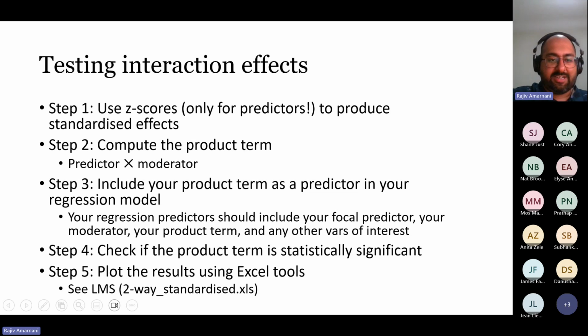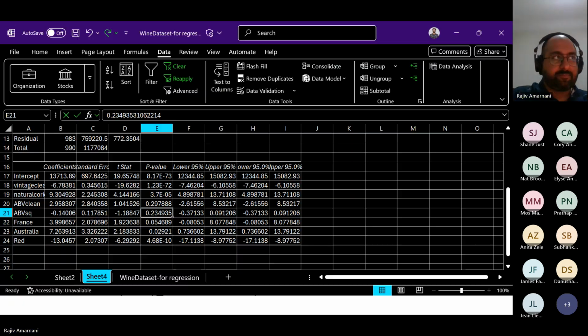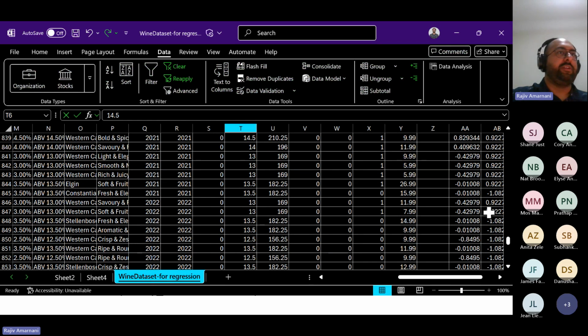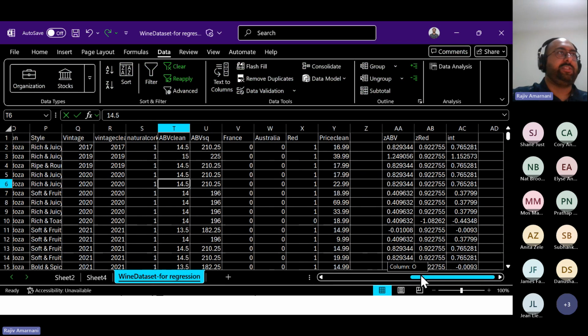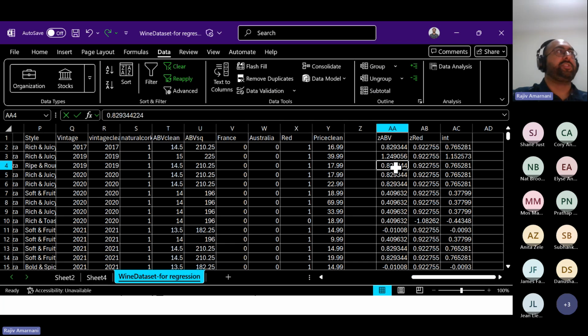I have put together an example. Here, wine dataset for regression. I don't know that I'd already done this in what you have, but it's not too difficult to do. So let's work out whether the effect of ABV on price depends on the kind of wine. Maybe it's not an effect on average, but for some wines, yes, we do have an effect.